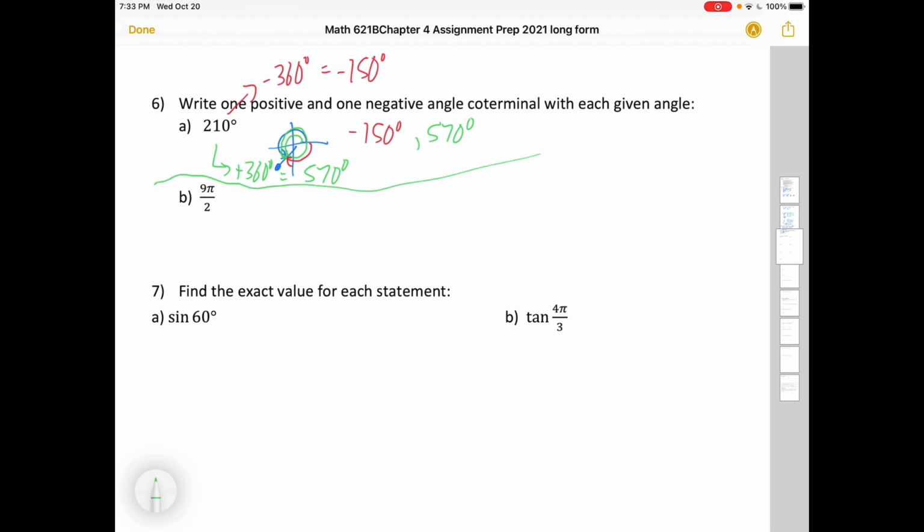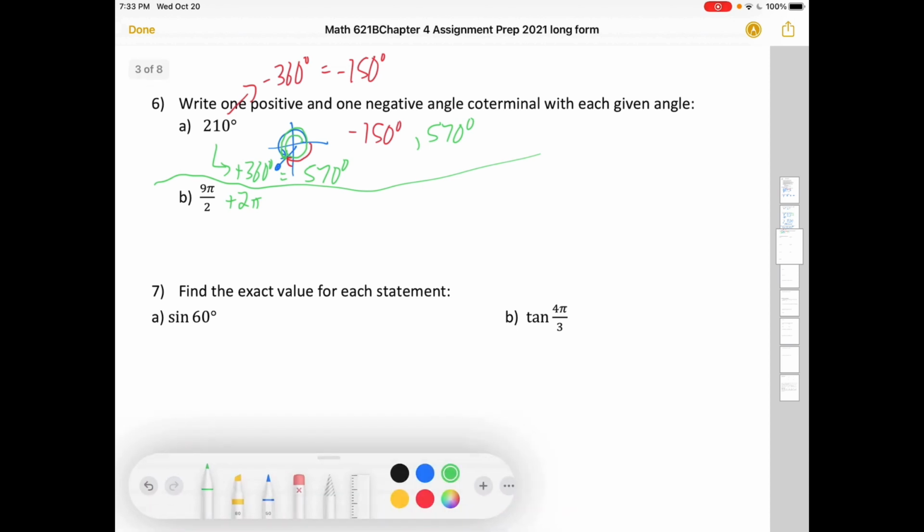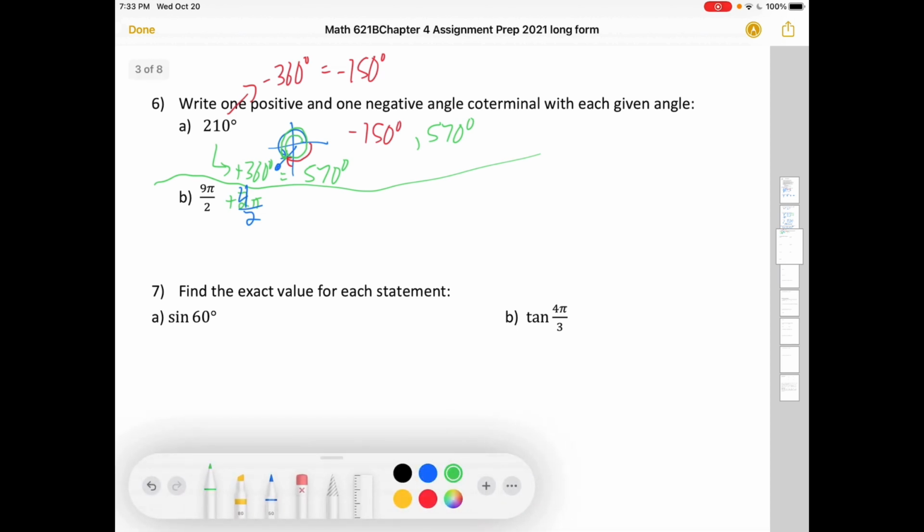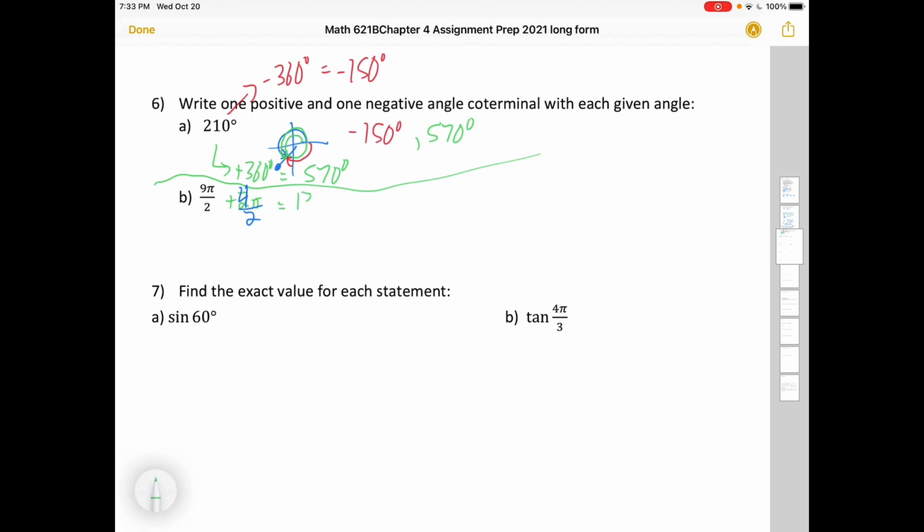Let's try the next one without drawing a picture. So let's get a positive angle. I could add 360 degrees, which is 2 pi. Okay, now remember, we're going to have to get a common denominator to add a 2 pi on. So let me think of that as 4 pi over 2. That's what 2 pi is. And that'll give me 13 pi over 2. That's one possible angle that's coterminal with 9 pi over 2.